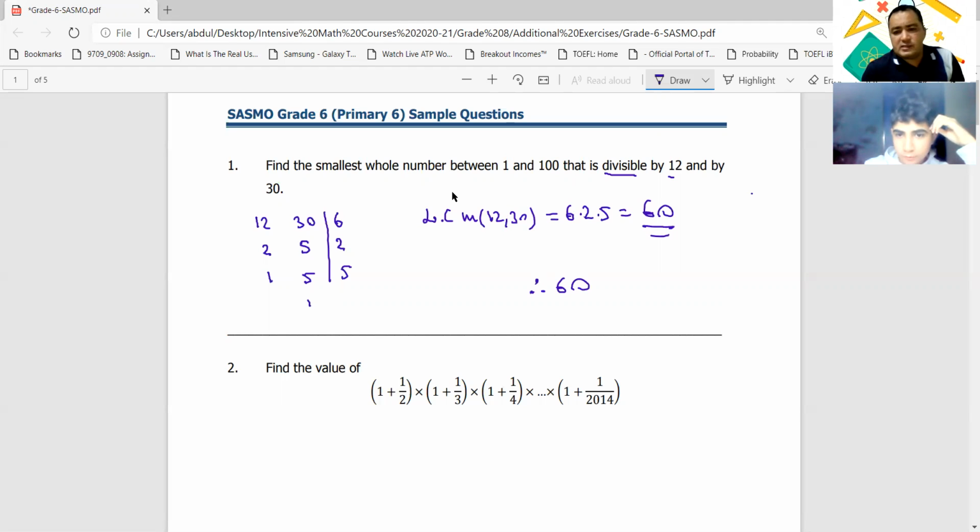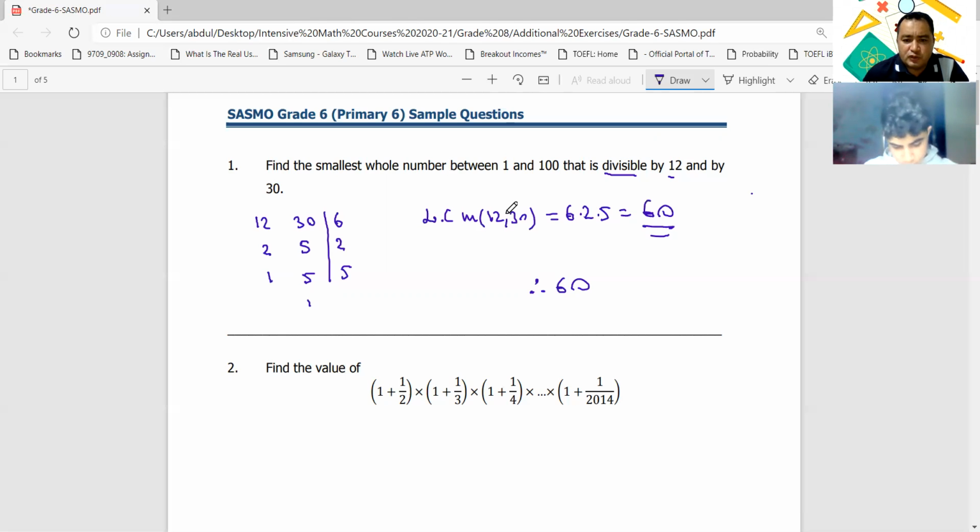So another way is, which one is the bigger number? 30. So just test the multiples of 30. 30 is not divisible by 12. 60, yes, 60 is divisible by 30 and 12, so that is the smallest number.